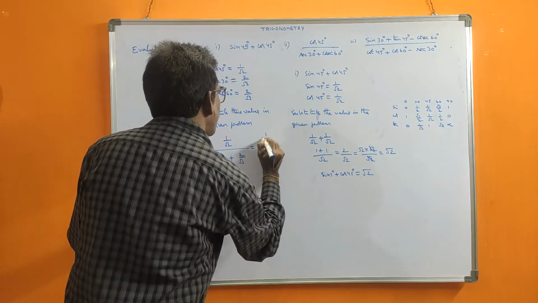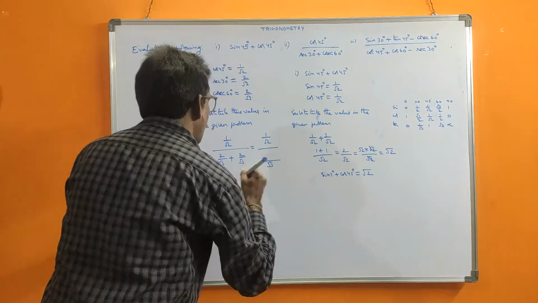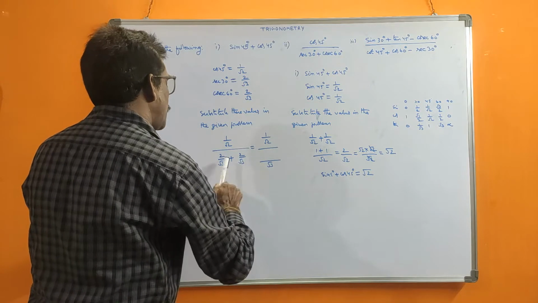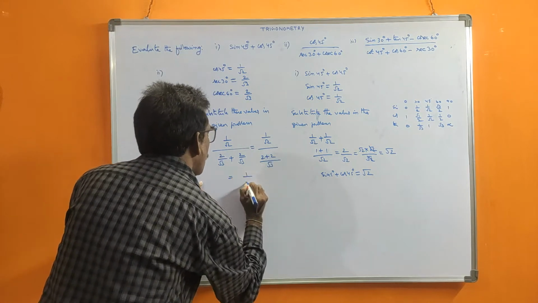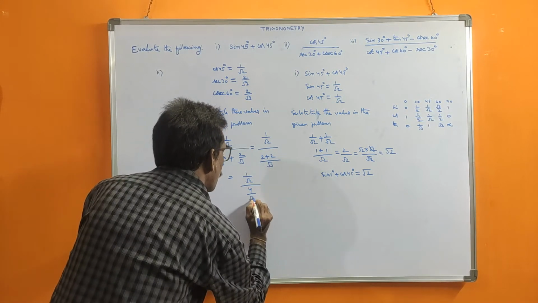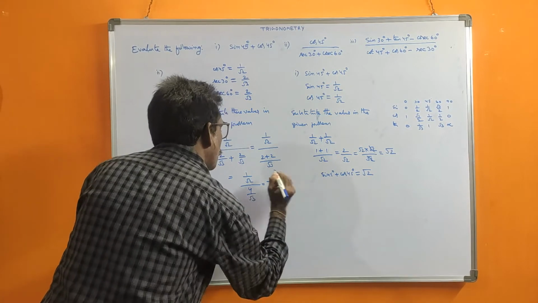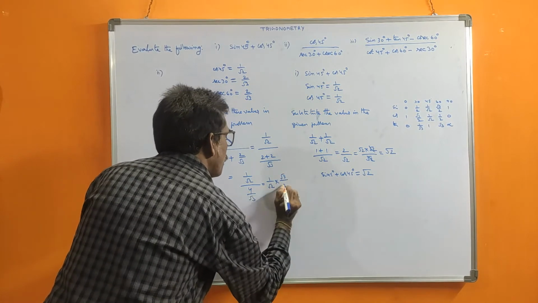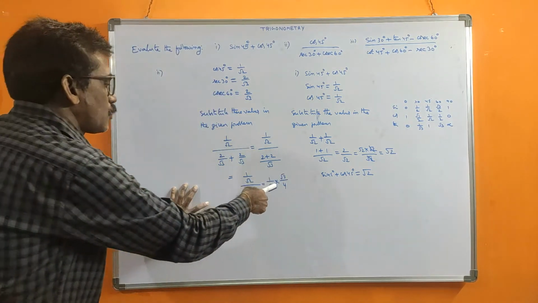Simplification. Simplify means what? Here the denominators are the same, so the denominators stay as they are and we add the numerators. 2 plus 2 is 4 by root 3. That is 1 by root 2 divided by 4 by root 3. If this becomes reversed, it is root 3 by 4. There is no cancellation.